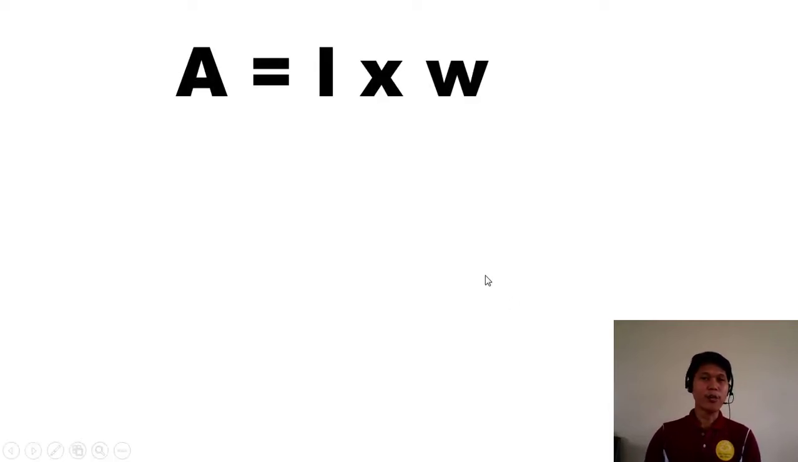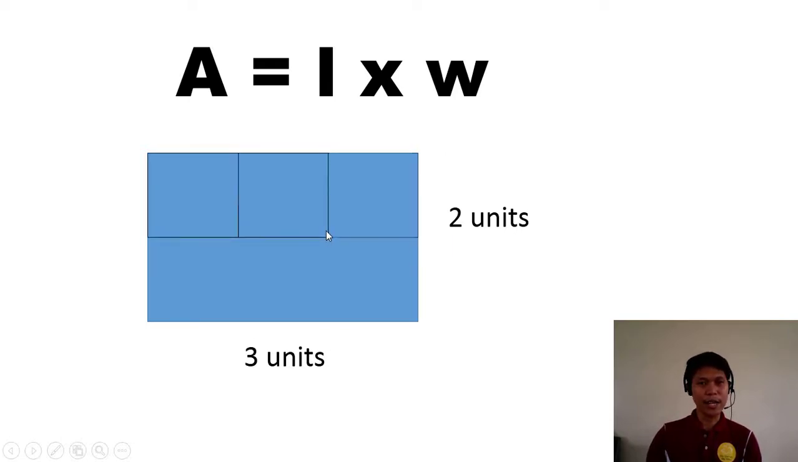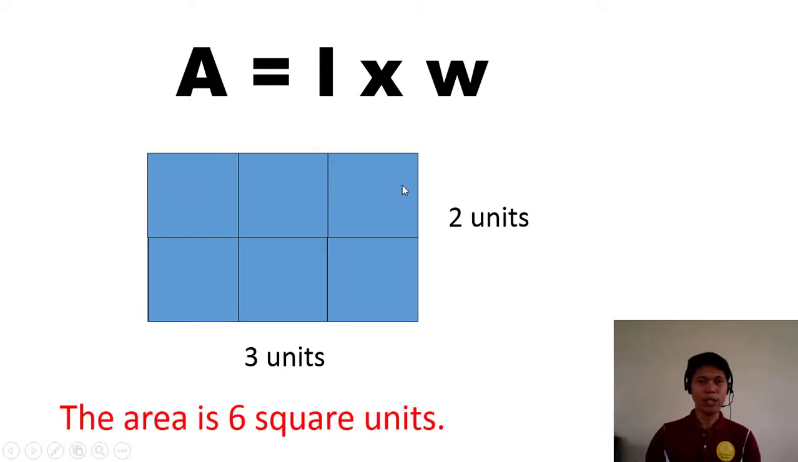So we'll start with the formula in finding the area of a rectangle or a parallelogram, which is base times height or length times width. If we have this rectangle, this is 2 units, this is 3 units, so the length is 3 and the width is 2 units. So the area is 3 times 2, or 6. By counting also, we have 1, 2, 3, 4, 5, and 6 square units.